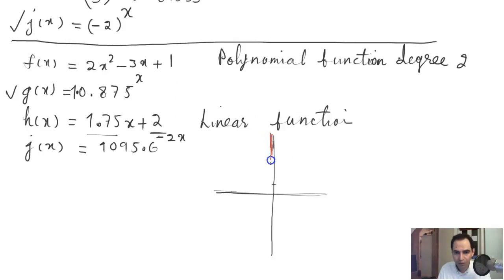Of course it never actually touches the x-axis. It's basically something like this. It never touches the x-axis, but a function like this is an exponential decay.